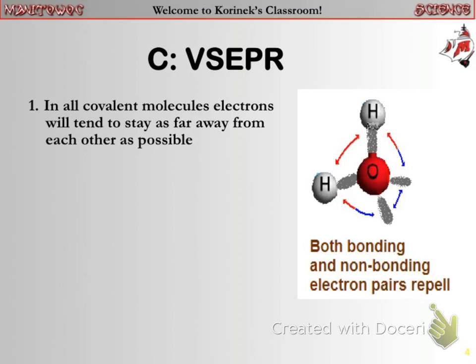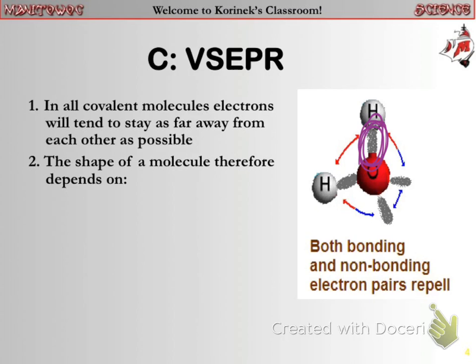All right, so VSEPR. Here's the idea. In all covalent molecules, electrons are going to try to stay as far away from each other as possible. They do not like being close to each other. And this is just common knowledge, because they're all negatively charged, and negatively charged things will repel one another. So both bonding and non-bonding electrons repel. What we're looking at with this image on the right side of the page is that the bonding electrons here want to be as far away from these electrons, and from these electrons, as electronically possible.